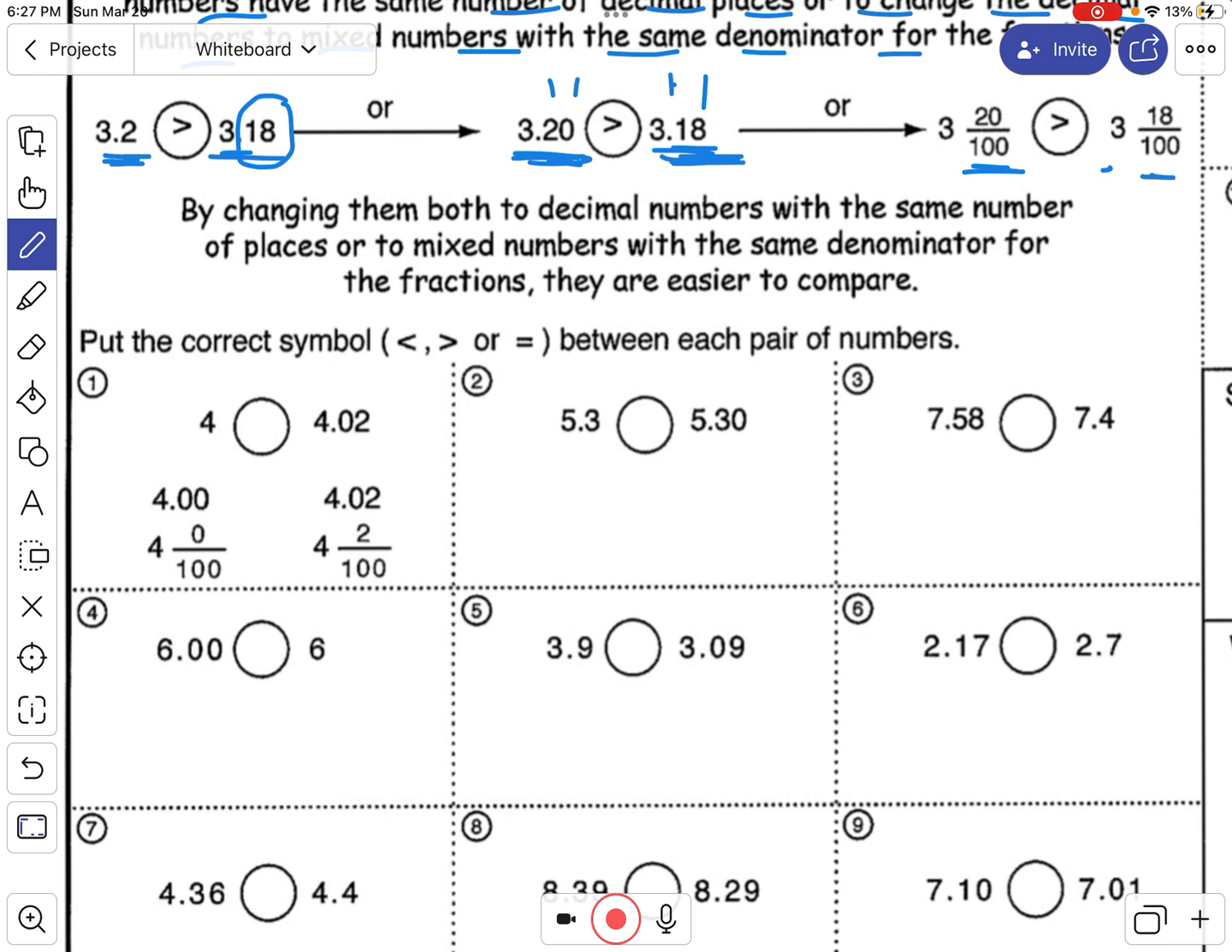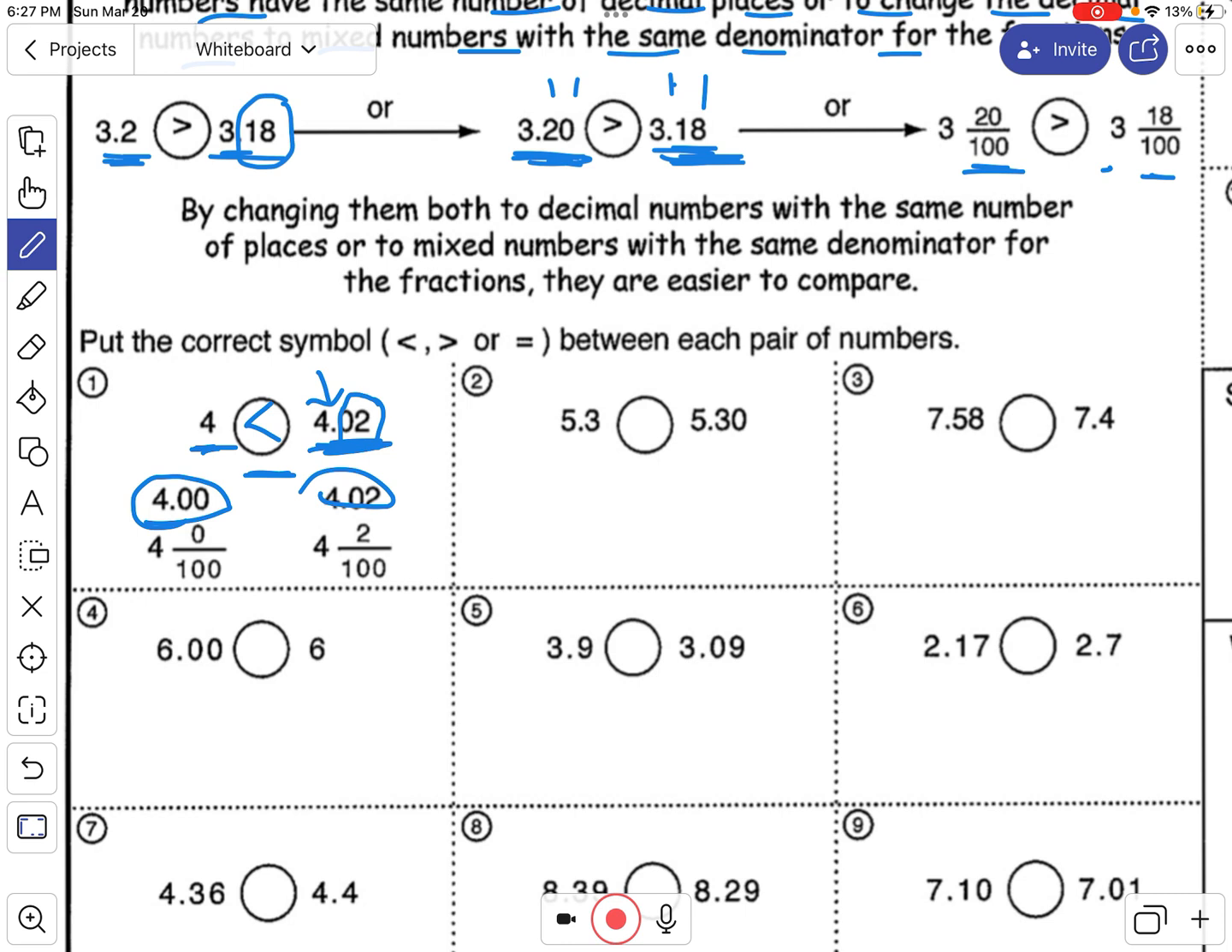So we are going to put a greater than or less than or equal to sign here. We've got 4 compared to 4.02. Well, this one should be pretty easy because 4.02 has some extra stuff on it compared to the number 4. This is the number 4, or 4.0, and here's 4.02, right? So the extra stuff on this number makes it worth more. Can you put the symbol in there before I tell you? All right, so you should have written that 4.02 is bigger than 4.